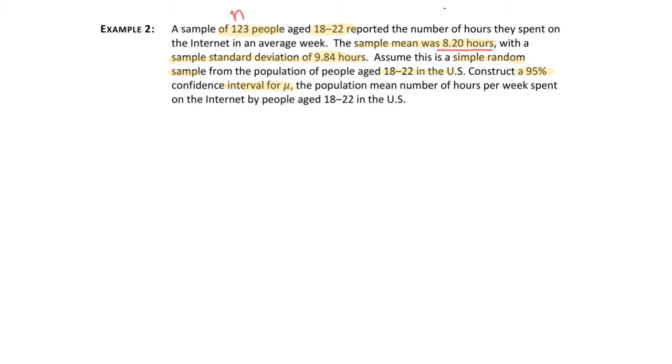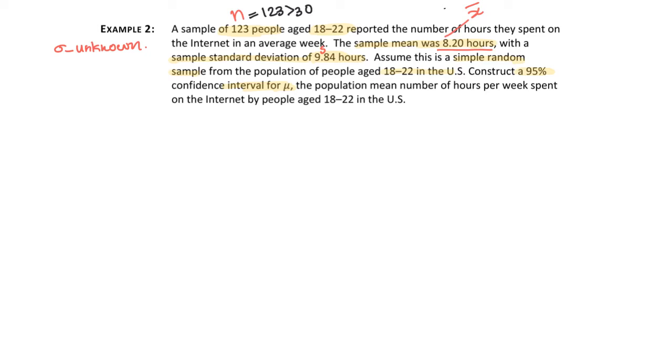So n is 123 people, the sample mean is x bar, and the sample standard deviation is s. So here sigma is unknown, so we will be using the student t distribution to construct the confidence interval. First we need to check the assumption. We have a simple random sample, n equal to 123, which is greater than 30. So the sample size is greater than 30, and the assumptions are met.